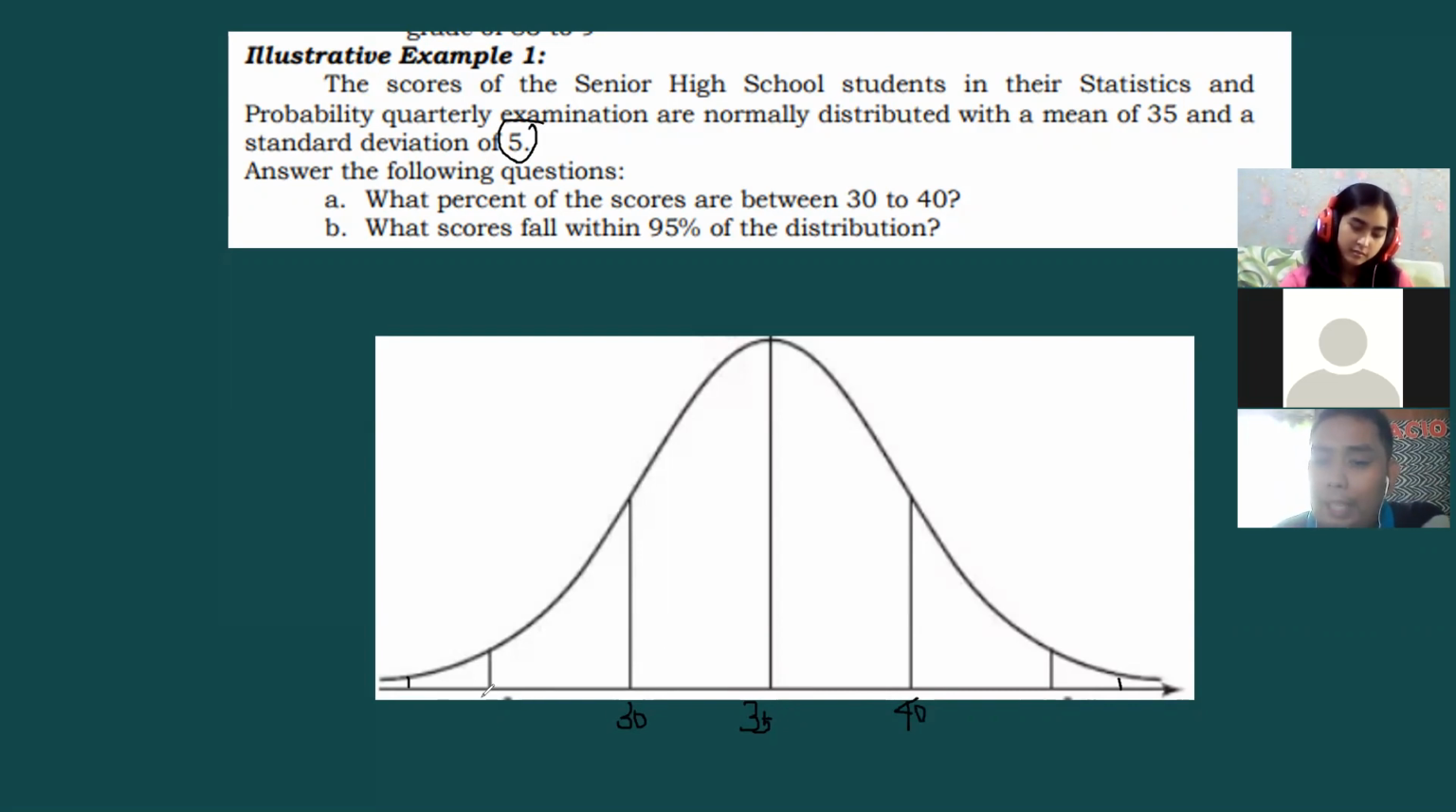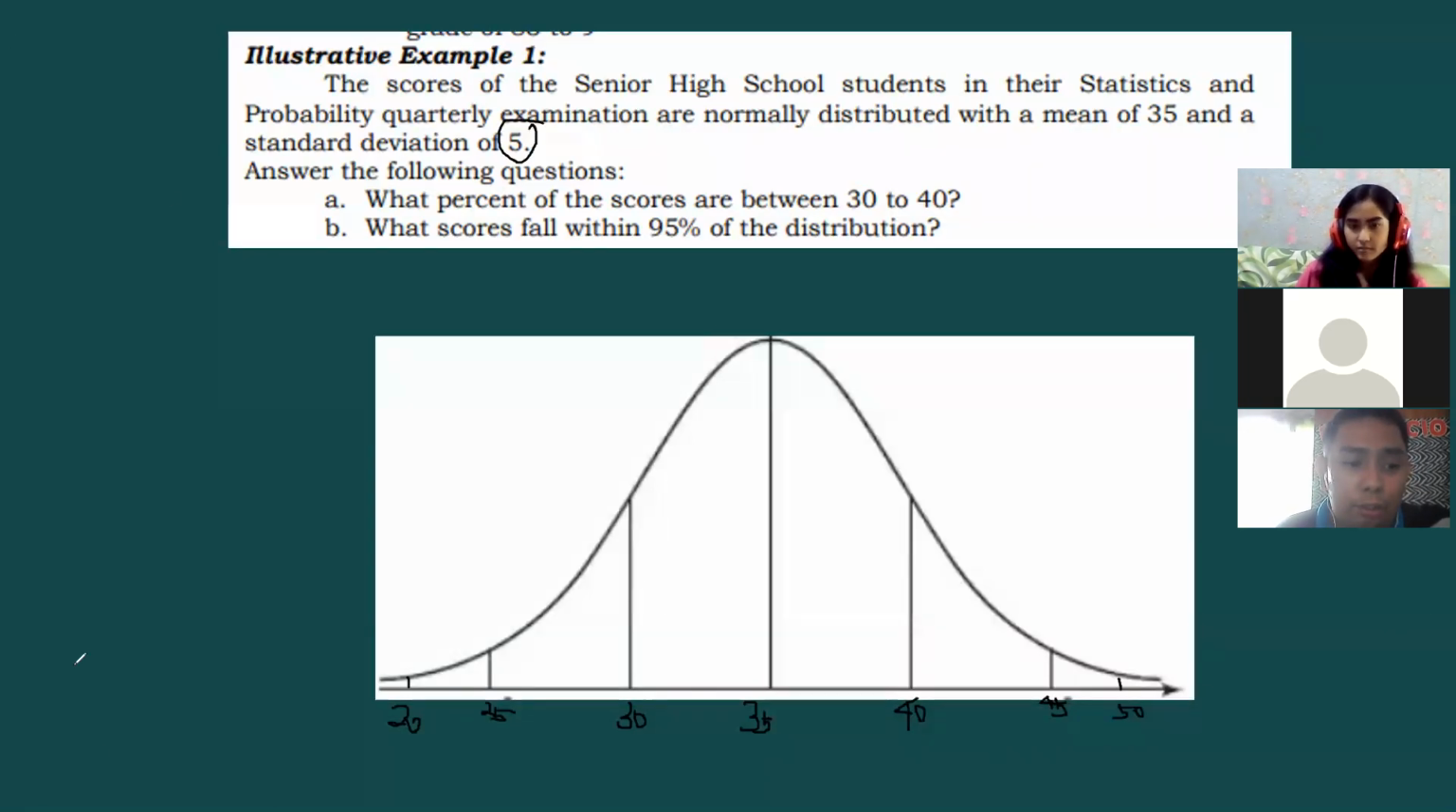Ngayon, kung pupunta tayo sa standard deviation of 2, bababa tayo ulit ng 5. So this is 25. This is 45. At kung bababa ulit tayo sa position 3, this will be 20 and this will be 50. Clear po tayo? Okay. So, lagyan lang natin to ng area.